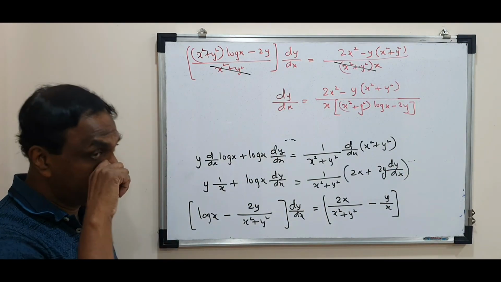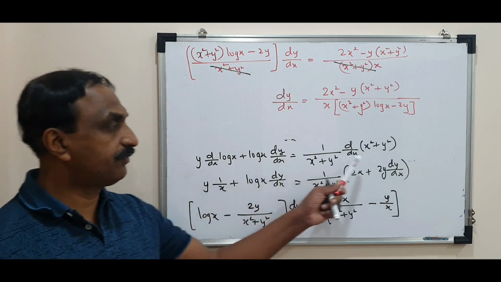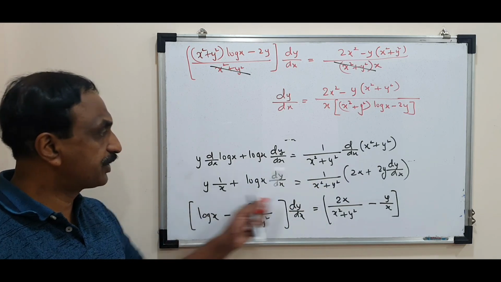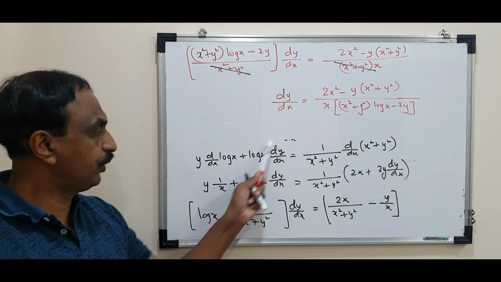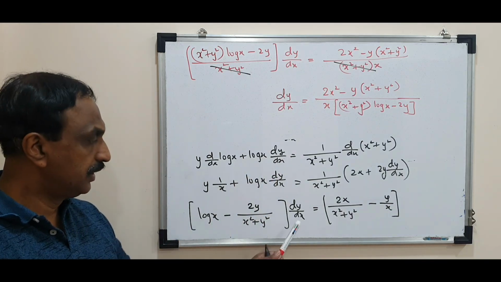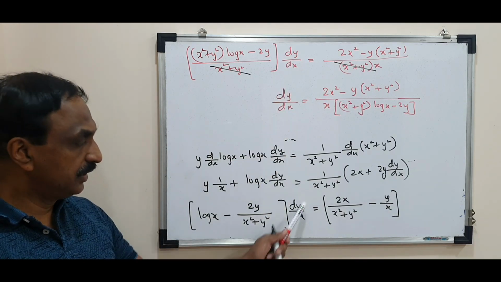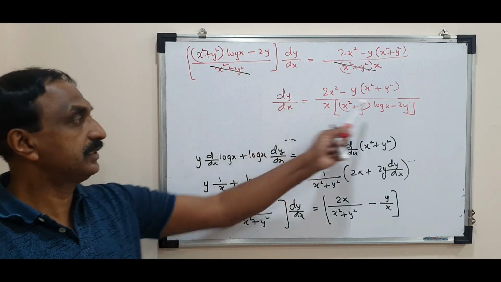So every time the method remains the same: differentiate with respect to x. Whenever you differentiate a y term, dy by dx will be there. Bring all dy by dx to one side, make dy by dx the subject, and that is your answer.